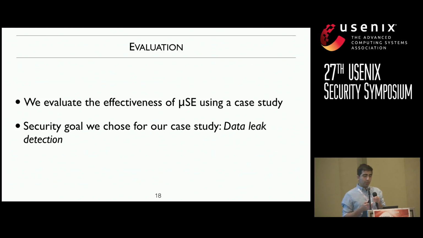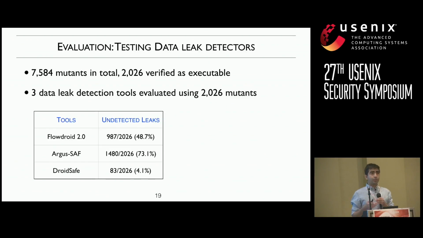And we chose data leak detection as the security goal for our case study because this is one of the popular security goals for which tools have been developed. So we used 7 open source apps to generate 7,584 mutants, out of which we verified 2,026 as executable. We analyzed 3 prominent data leak detection tools against these mutants. And we found that none of them were able to detect all of the leaks.